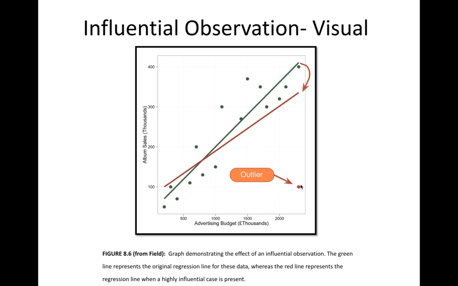Imagine we have a case like this that is included in our sample. Here we have an album that has a huge advertising budget and very few album sales. So this would be like maybe a really popular band that got a little bit older and they spent a lot of money and they just kind of fell out of popularity, whatever it is.